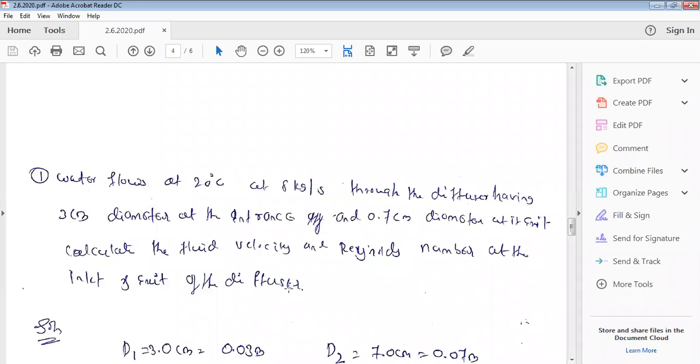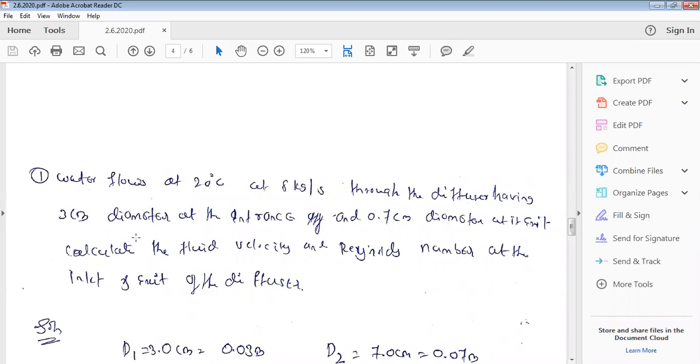Very simple problem. They have taken a section of a pipe. A diffuser is nothing but a section of a pipe which has different diameters at the inlet and the exit. And by this definition of the problem, if you see, at the entrance the diameter is less, at the exit the diameter is more, 3 centimeter and 7 centimeter is what they have given. Okay. Hmm.